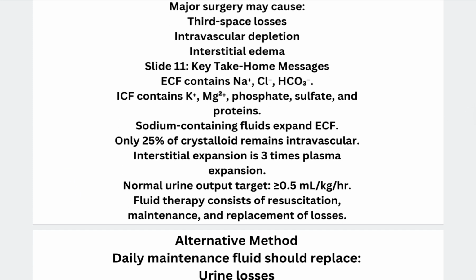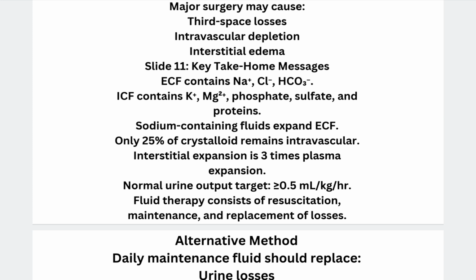Whenever you infuse fluid, also keep in mind the urine output of the patient. We have to keep normal urine output at 0.5 ml per kg per hour. This is the normal urine output. Based on urine output status, we have to reduce or increase the fluid requirement.